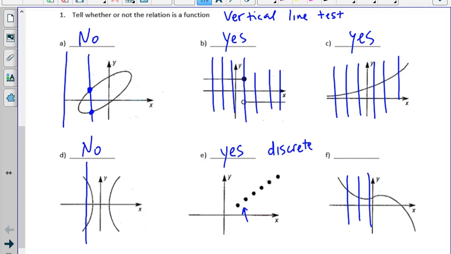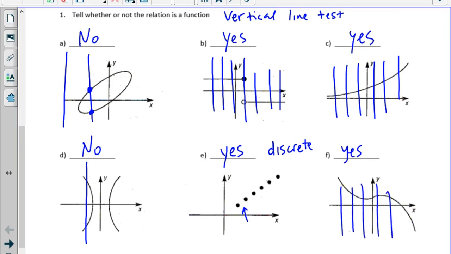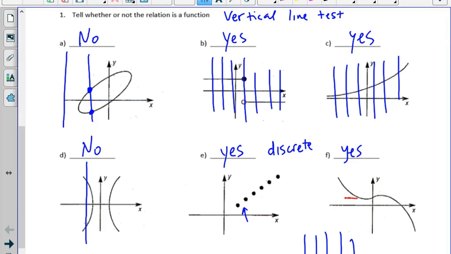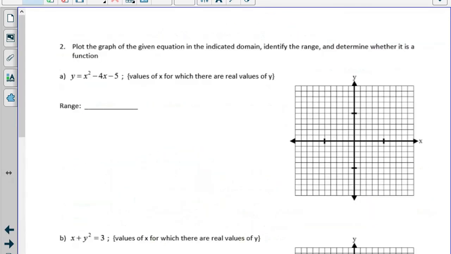And in this particular case, this is also a yes. One thing that might be a little confusing here is if I draw a line here, that's hitting 2 points, but that's the horizontal line test, and that's actually determining if a function is one-to-one. That's something that we won't talk about at the moment.